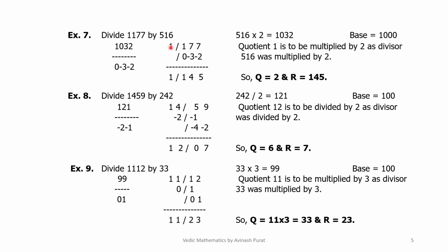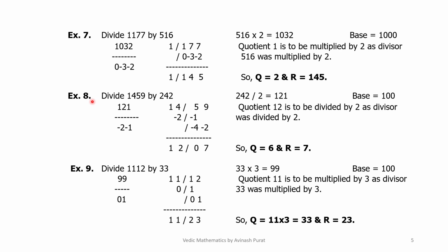1177 is the dividend. 1 brought down. 1 multiplied by 0 minus 3 minus 2 is 0 minus 3 minus 2. Total of 7 minus 2 is 5, 7 minus 3 is 4 and 1 plus 0 is 1. Quotient 1 is to be multiplied by 2 as divisor 516 was multiplied by 2. So quotient 2 and remainder 145, which is smaller than 516 divisor.